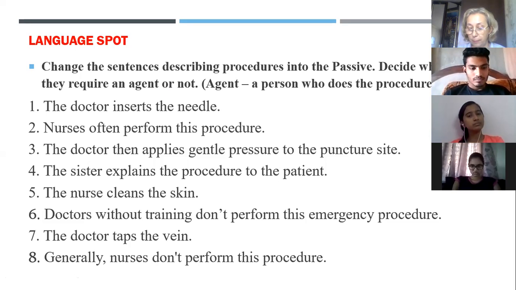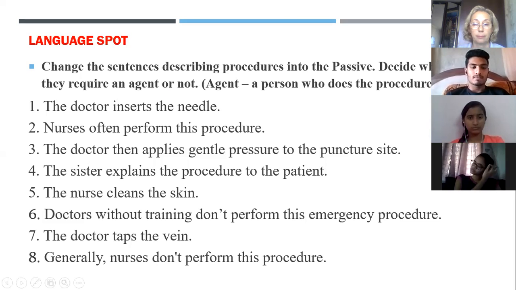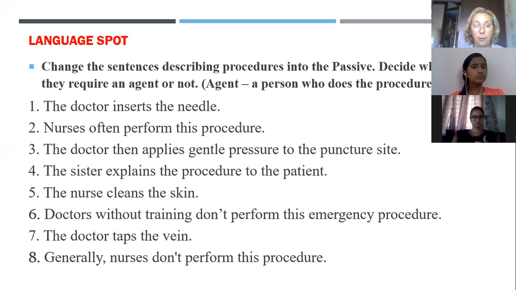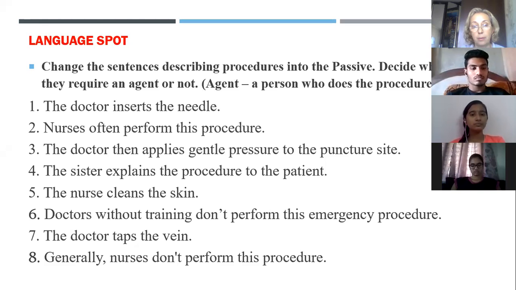Read the first sentence, please, Lahari. The doctor inserts the needle. And if we change it into the passive voice? The needle was inserted by the doctor. So you decide to use the past simple passive. And if we use the present simple passive, because it says the doctor inserts? The needle is inserted. Do we need to mention the doctor? No, ma'am.